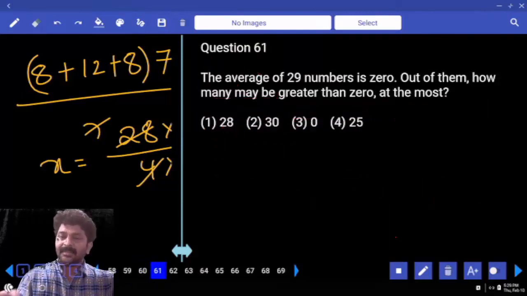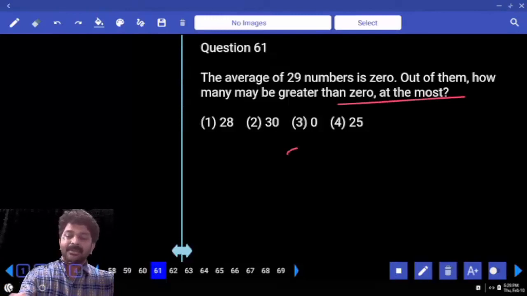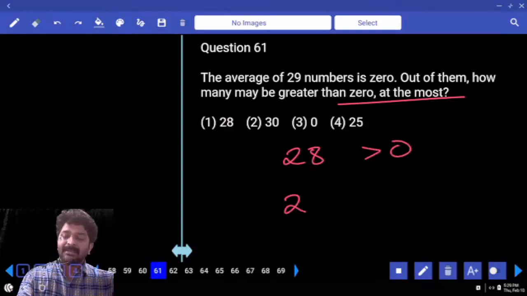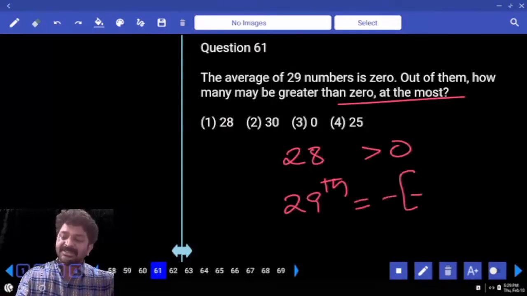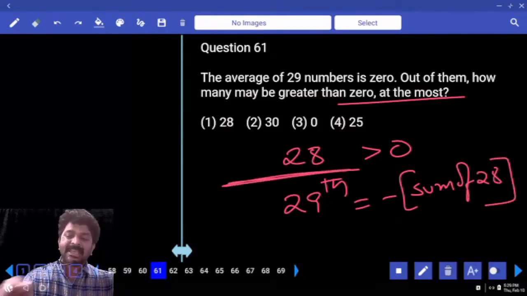Next, the average of 29 numbers is 0. Out of them, how many may be greater than 0? At most how many can be greater than 0? 28 numbers can be greater than 0. I'll take my 29th number as a negative number, which is equal to the sum of all 28 positive numbers. Then the sum of 29 numbers becomes 0 only. So at the max, how many numbers can be more than 0? Positive numbers are 28. Negative numbers are 1 at the max.